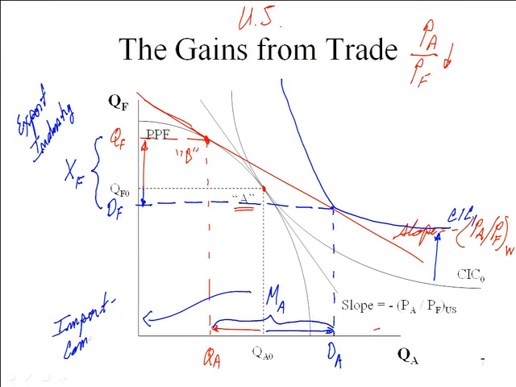But again, notice by specializing along the lines of comparative advantage, being able to buy things at the world relative price, puts the economy on a higher country indifference curve. So at least the level of aggregate economic welfare has been improved. We'll talk about the distribution of income in just a few minutes.